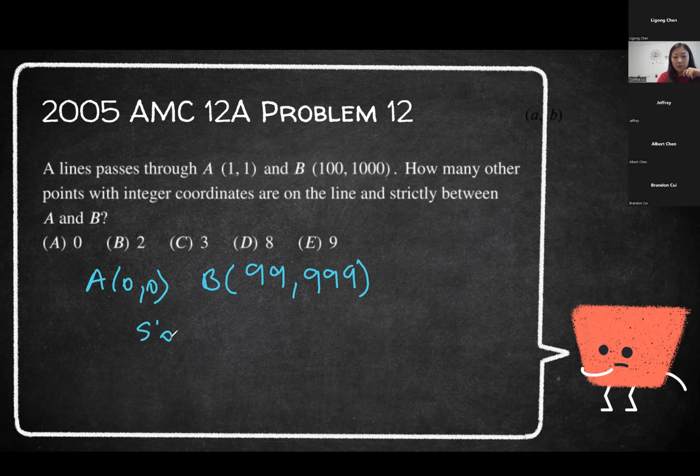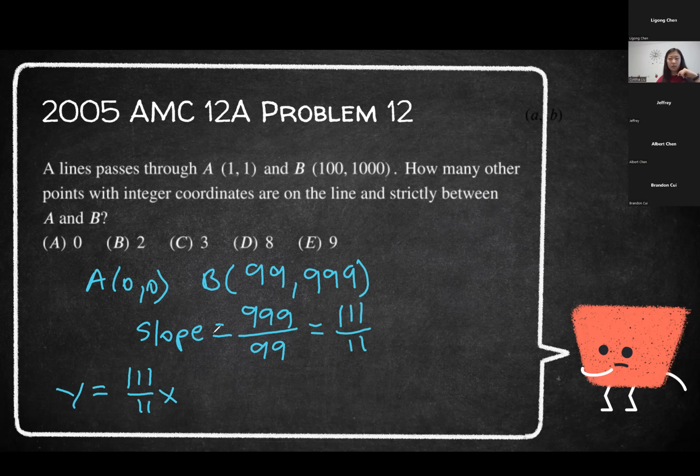So our slope is still 999 over 99. It's still 111 over 11. It's just that now we don't have a b value, so it's a lot easier to find integer values of y. Our equation is now y equals 111x over 11, and our y-intercept is 0 because A is just at the origin. So to make y an integer, x has to be a multiple of 11, right? So x can equal 11, 22, 33, and so on and so forth. And the highest one we can get up to is 99, right? Because after we get past that, it'll be way too big.